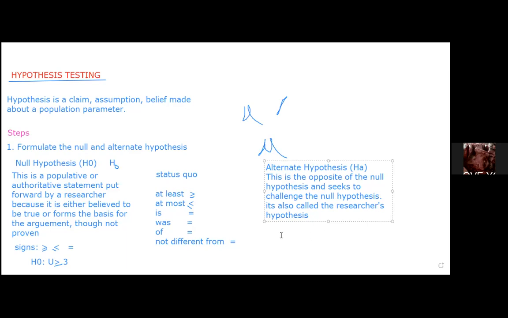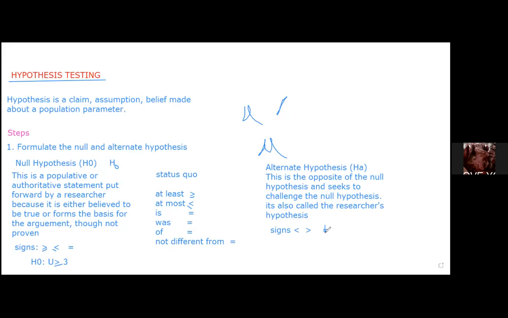Now, these are the signs that are contained in the alternate hypothesis. When you're formulating an alternate hypothesis, the signs are less than, greater than, and not equal to. These are the signs that are contained in the alternate hypothesis: less than, greater than, and not equal to. So take notes.